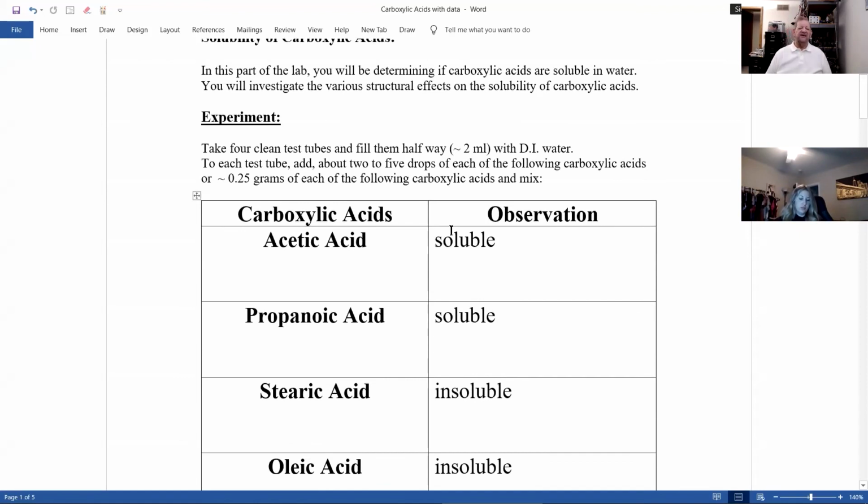And in this experiment, you'll take various carboxylic acids, so if we were face to face, you'd have to find out if it's soluble or not. And you'd put about half of a small test tube with deionized water. And then you'd put about two to five, or if you want to go to 7 or 8, you can do that too and have fun. And then you mix it.